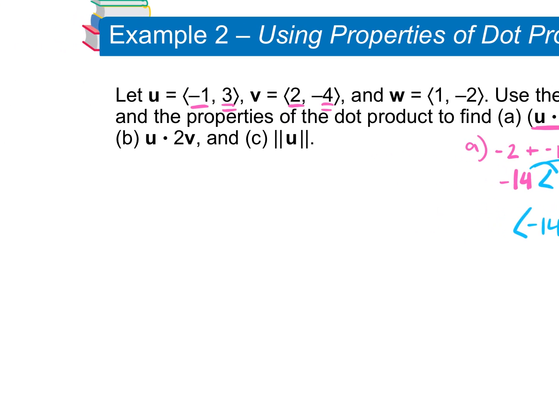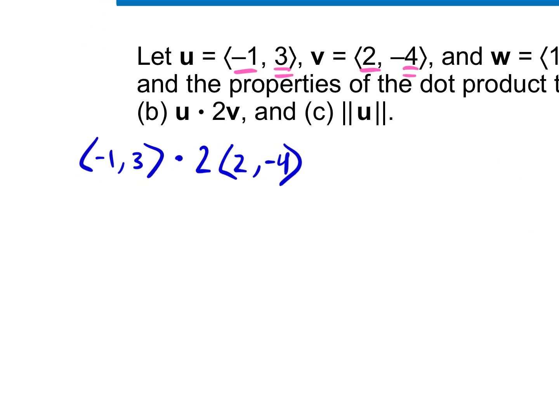Let's do B. So we have vector u, which is negative 1, 3, with the dot product of 2 times vector v, which is 2, negative 4. What do you think we'd have to do first here? Distribute. Let's distribute the 2 first. We get 4 comma negative 8. And then we can take the dot product.